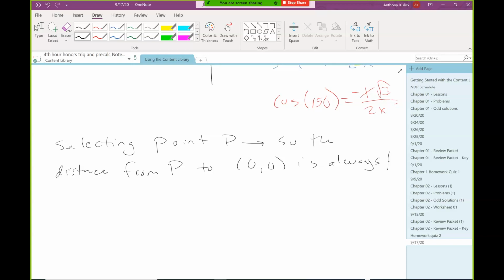So what does that mean about where point P is at, or what kind of shape point P will make? The distance is always 1. No matter where we place point P, it's going to be on a circle with radius 1. Does that make sense to everybody? If the distance is always 1, anywhere you pick on that angle of rotation, that point P is going to be some point on a circle.